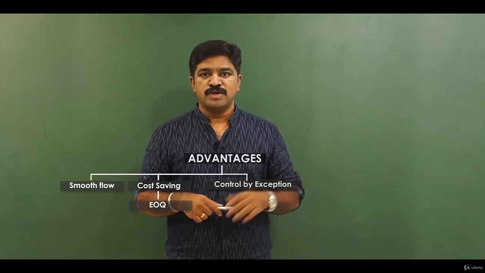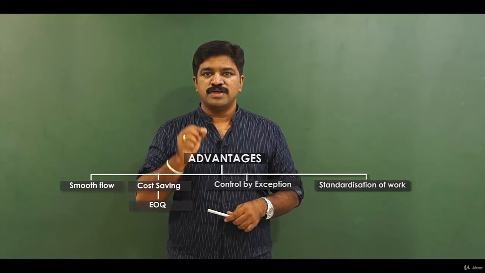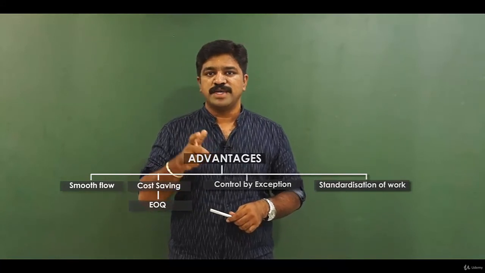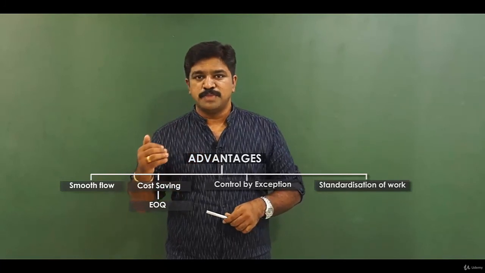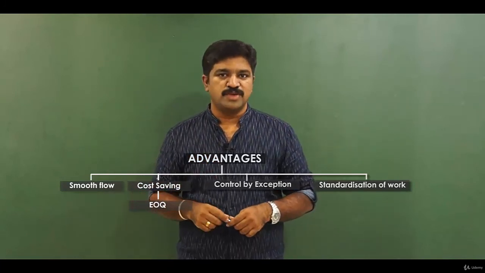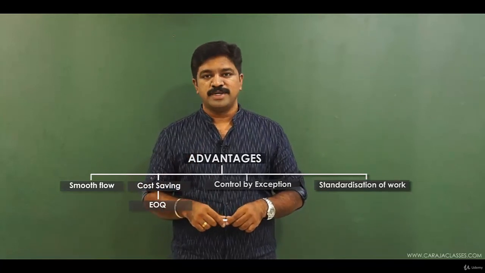And number four, you will have standardization of work. Standardization of work is possible by introducing the ABC system. So much of the work connected with purchase can be systematized on a routine basis, and it can be handled by subordinate staff itself.